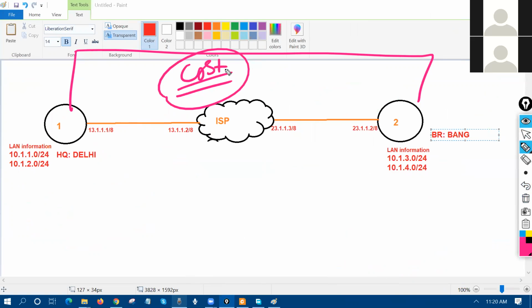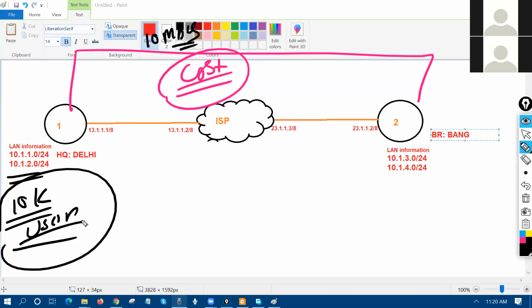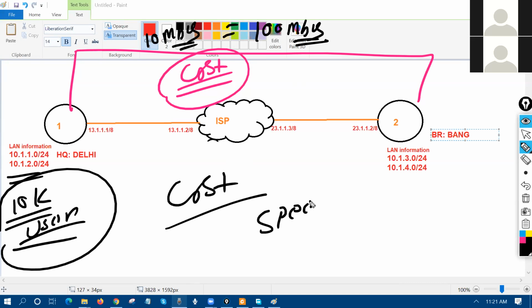So again, the cost comes into the picture. And if you take a private connection over there, you have a limited speed, right? I'm going to take a leased line. I say, okay, my speed is 10 Mbps, for example. Right now we have a small number of users. But if your users increase by next year, maybe 10,000 users are sitting over there, then for 10,000 users, this speed is not sufficient, right? I have to increase it to 100 Mbps. So again you change the link over there. So the first issue is the cost and the second issue is the speed.